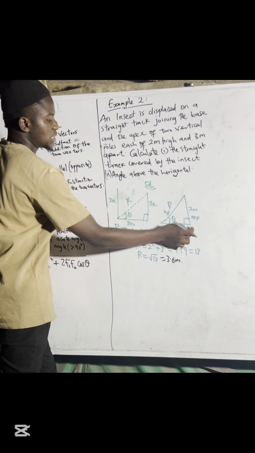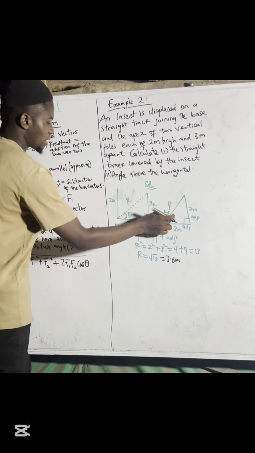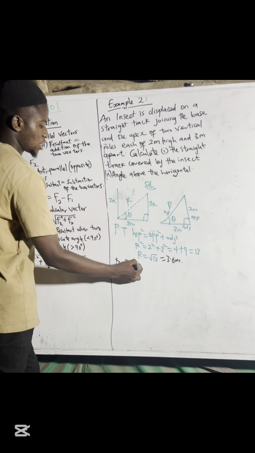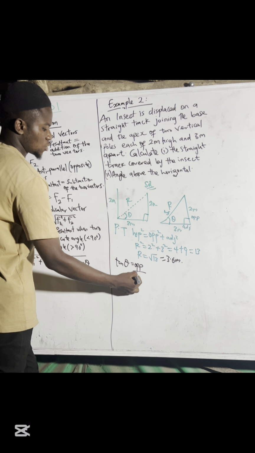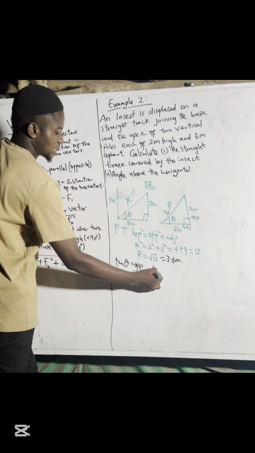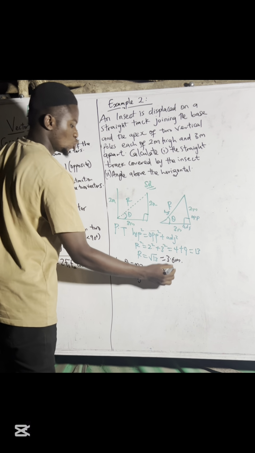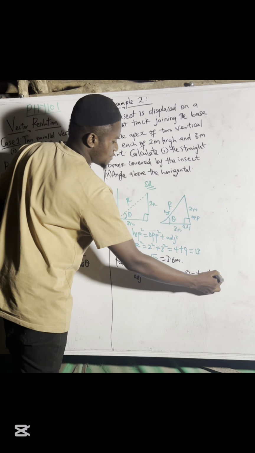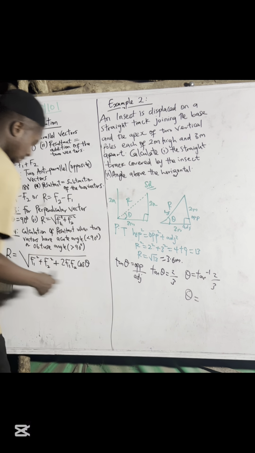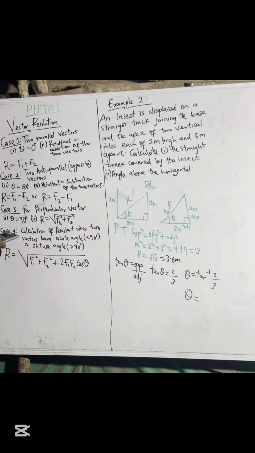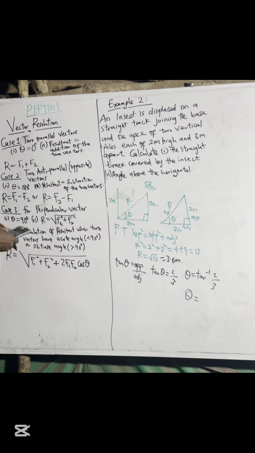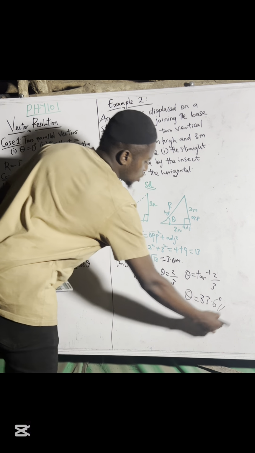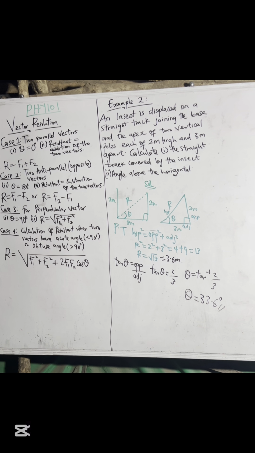So to calculate the angle above the horizontal, I am to use this. You know this is the opposite, this is the adjacent. So to calculate this angle, I will just say tan theta equals opposite over adjacent. Tan theta equals 2 over 3. Theta equals tan inverse 2 over 3. And if you press tan inverse 2 over 3, we are going to get 33.6 degrees. So that's about that, guys. So let's move on to the next aspects.